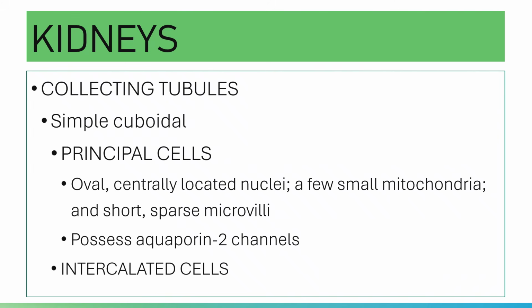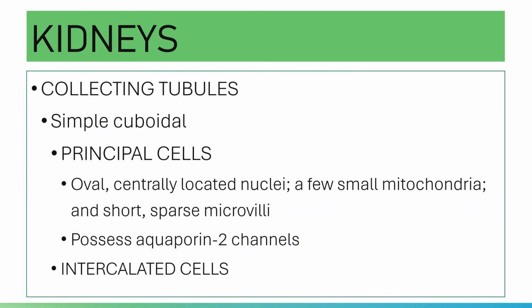Collecting tubules are lined by simple cuboidal epithelium, but you have two types of cells present: your principal cells and your intercalated cells. Your principal cells have oval, centrally located nuclei and a few small mitochondria with short, sparse microvilli. The basal membranes of the principal cells display numerous infoldings, and they are not plicated.